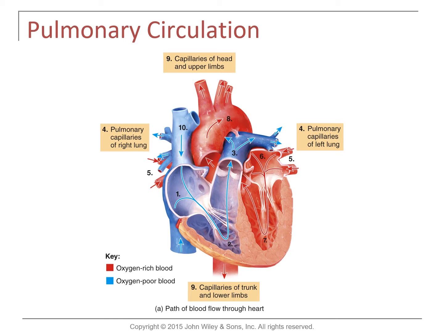Number 5, the blood returns to the left atrium via the pulmonary veins. Blood from the left atrium, number 6, moves down into the left ventricle, number 7, up past the aortic valve into the aorta, number 8. So structures on the right make up the pulmonary circulation, and the structures on the left make up the systemic circulation.